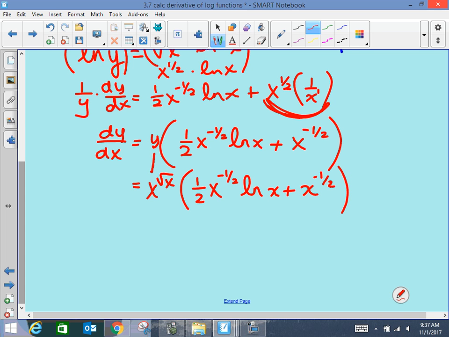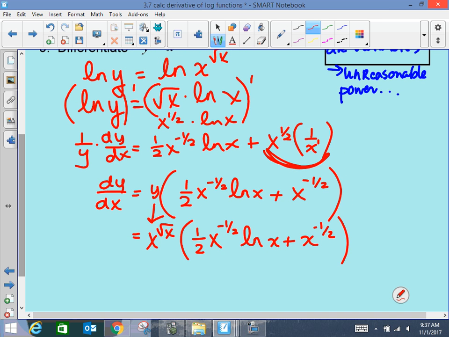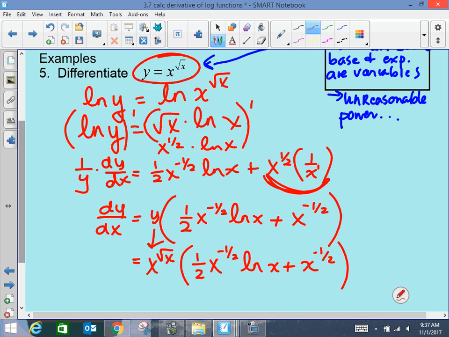So I just plugged in my original y. If you have your original function solved for y, your derivative should be in terms of x, not in terms of x and y like normal implicit usually is. Does that make sense? So that's when you should substitute that y in.